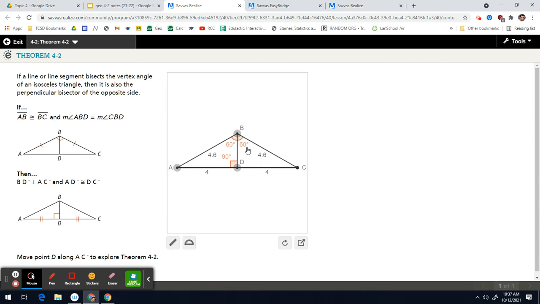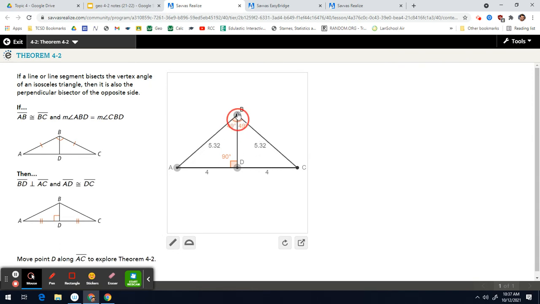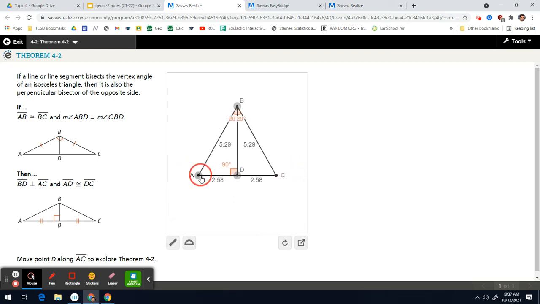So I think I can move some points around to change things up. Notice that the sides AB and BC will stay the same. And notice that I'm still bisecting this angle. Notice that nothing changes. I can move A to make it shorter, right? But again, notice the sides here stay the same. The angle is still bisected. And notice that these two bottom sides are still congruent. And the right angle is there. Okay? So this is very useful.